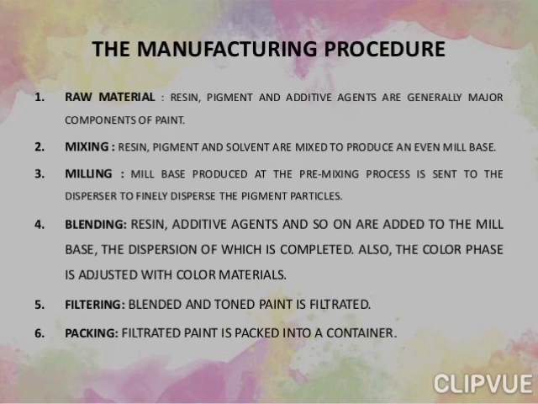The manufacturing procedure. Raw materials containing resin, pigment and additive agents are generally major components of paint. The mixing. Resin, pigment and solvent are mixed to produce an even mill base. Milling. Mill base produced at the premixing process is sent to the disperser to finely disperse the pigment particles. Blending. Resin, additive agents and so on are added to the mill base, the dispersion of which is completed. Also the color phase is adjusted with color materials.